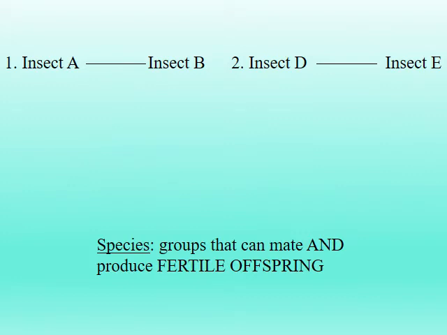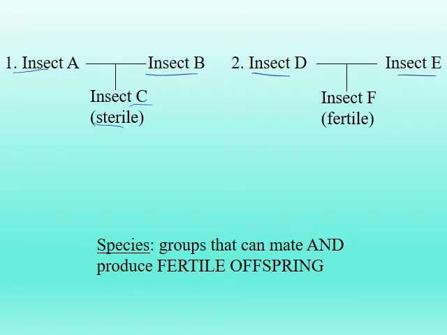So that even if I don't show you a picture of two organisms, so we have insect A, insect B, insect D, insect E, and I say, okay, A and B are going to be a mating pair, and D and E are going to be a mating pair. If A and B produce an insect, let's say C, that's sterile, and D and E produce an insect F, that's fertile, which, if any, are the same species?